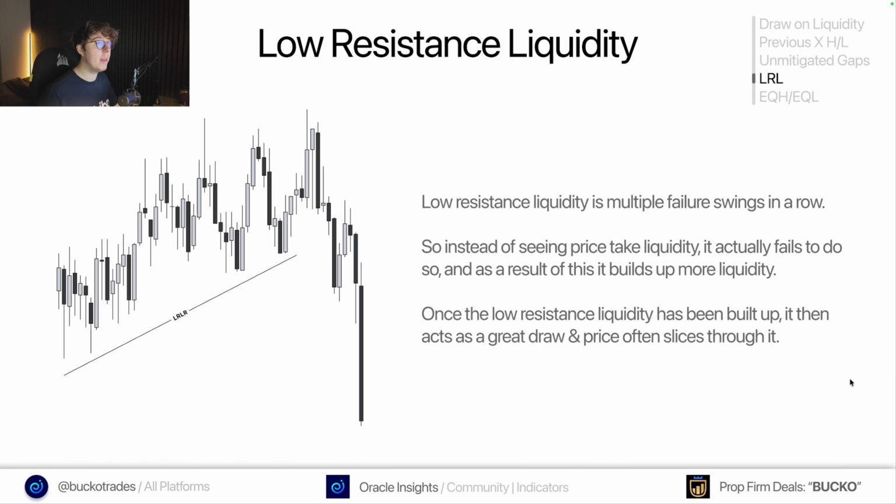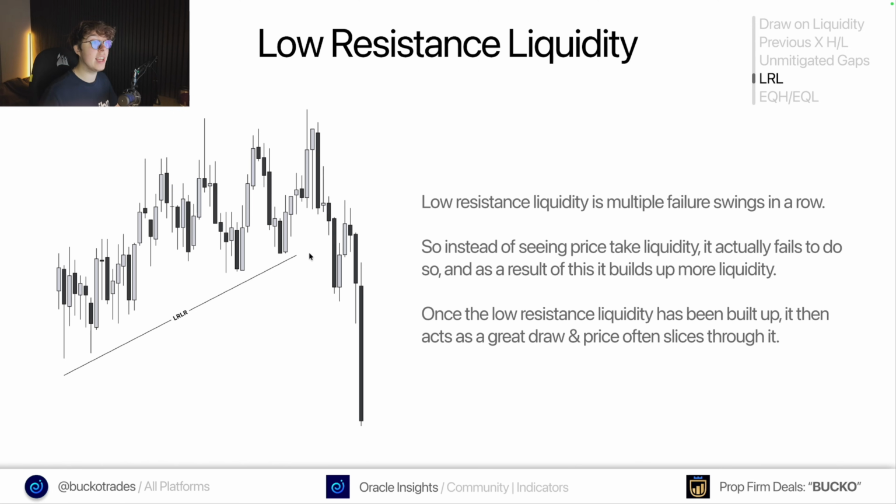So a visual representation of low resistance liquidity is multiple failure swings in a row. So it's like trend line liquidity, okay? Imagine pulling a trend line, just like a diagonal, of loads of liquidity left behind, or down, for the highs. As you can see, 1 failure swing, 2, 3, 4, 5, 6, 7 right there. So 7 failure swings all in a row.